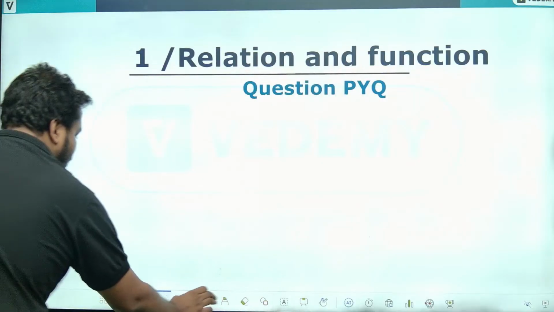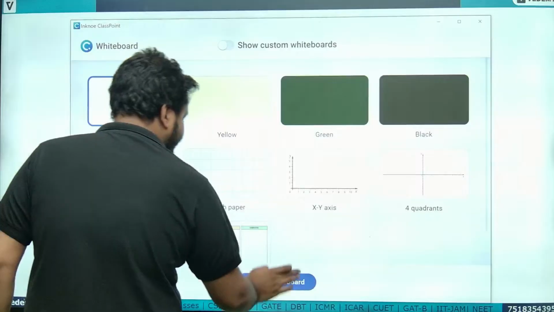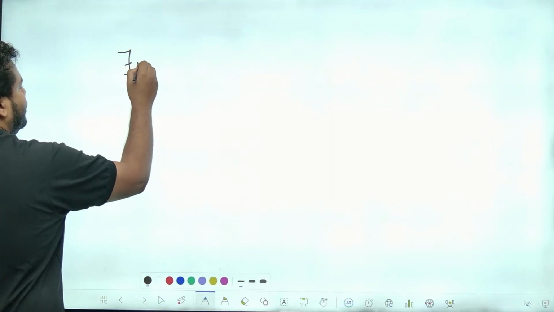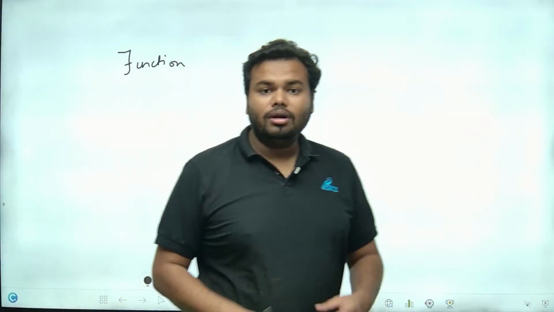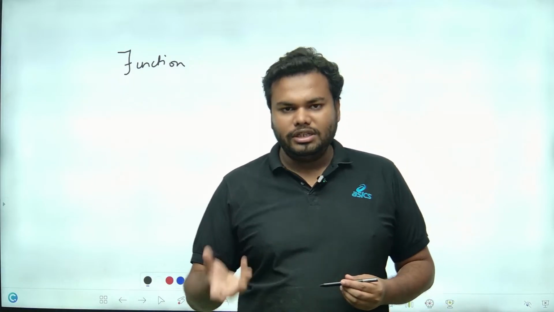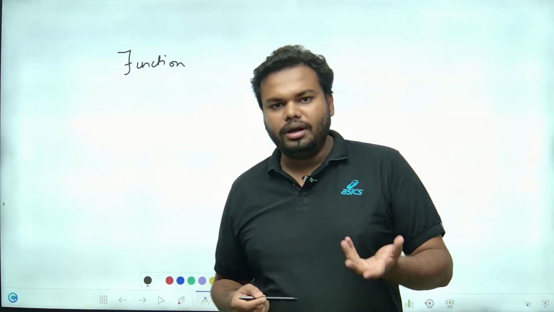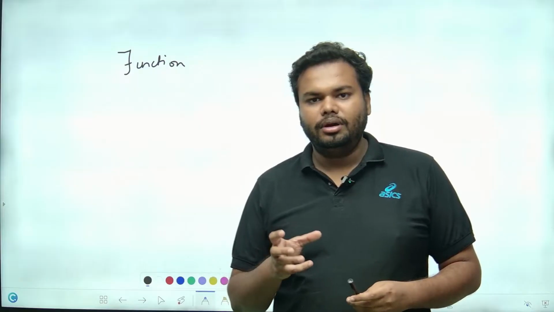Okay, so let's make a new slide. I talked about function. I talked about relation. I talked about Cartesian product. What is a relation? Tell me. Relation is a subset of Cartesian product A cross B. It is a relation between A and B, a Cartesian product subset.